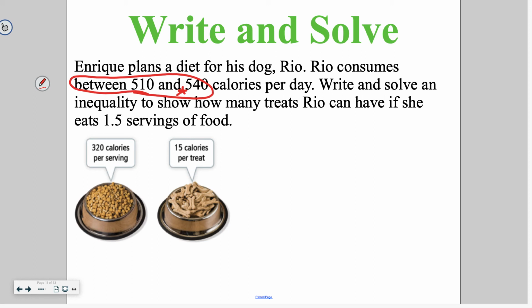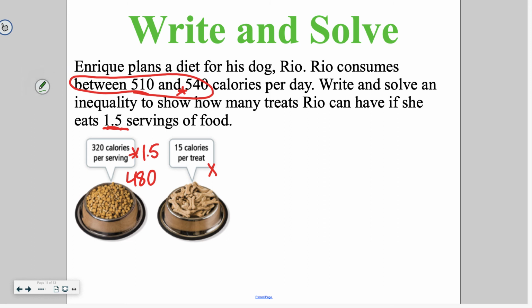The next piece of information I have is that it's 1.5 servings of food. So if I look at my servings of food, that's 320 calories. I want to have 1.5 servings of those. So when I do that, I end up with 480 calories. We want to figure out how many treats. So that is going to be our variable.